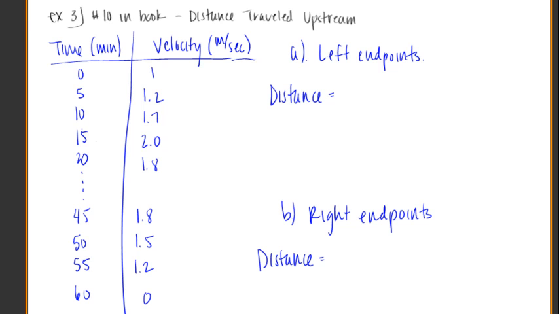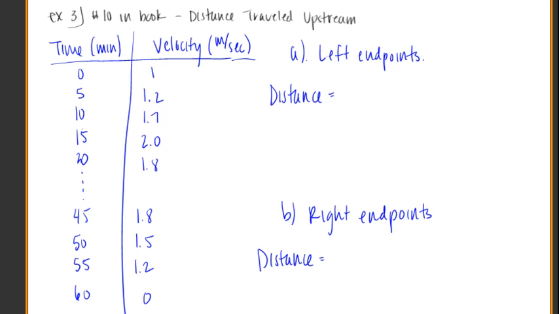Here with example 10, what I quickly did is just rewrote the information in the book so that we can talk about it just a little bit. Basically, you are sitting on the bank of a river, and every 5 minutes you're measuring the velocity of the flow. So this is what it's saying.